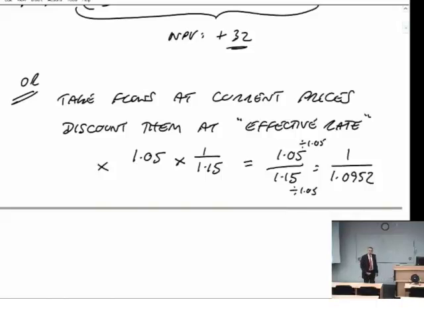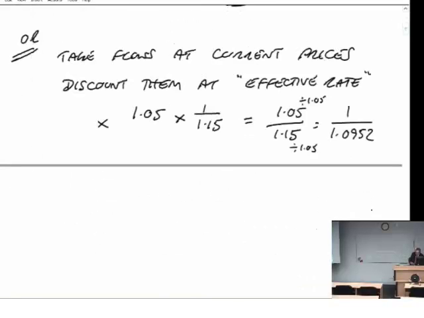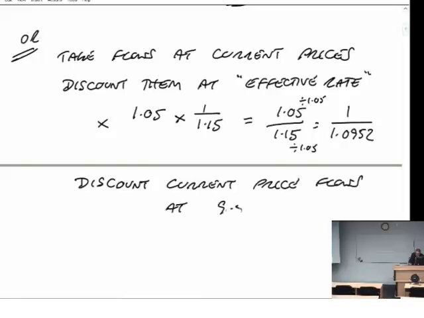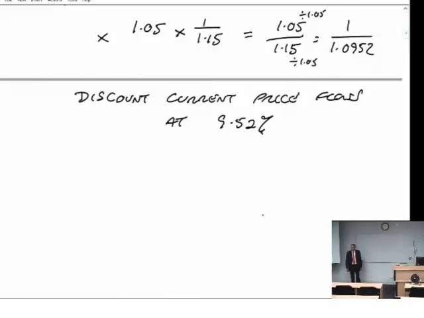And what we could do, instead of what we did there, inflate then discount, is simply discount the current price flows at 9.52%. And you'd get, I'll show you in a minute, exactly the same answer. It would be slightly quicker.